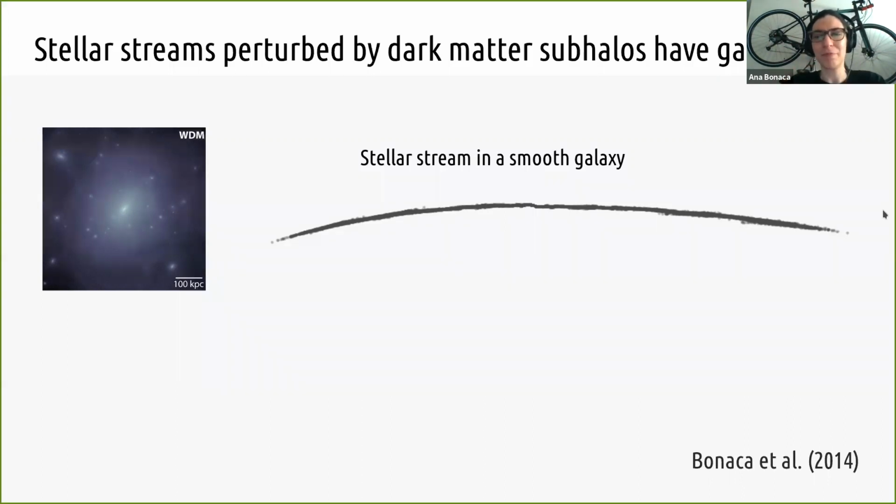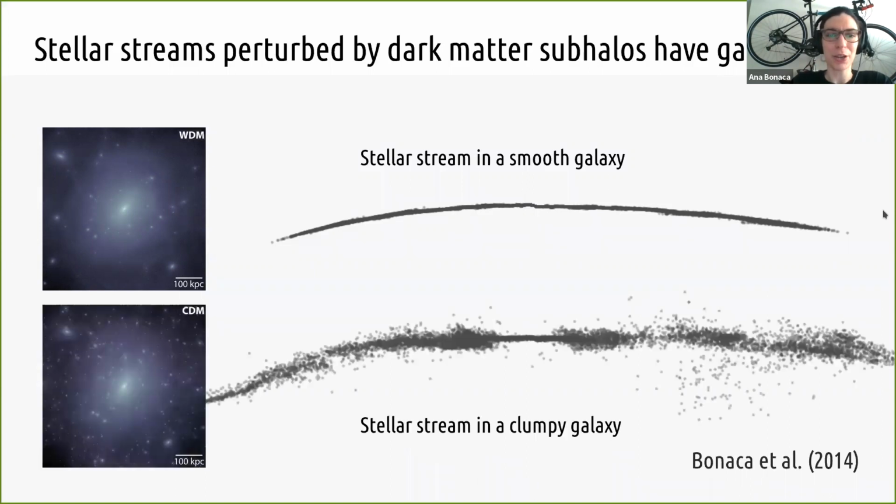However, when I simulated a stream on a similar orbit, but in a cosmological cold dark matter halo, so that has a full set of those low mass subhalos that are constantly interacting with the stream, the result looks something like this. So the overall structure of the stream remains similar because it is on the same orbit, and the stars that have most recently left the stream remain in this thin patch of the stream.